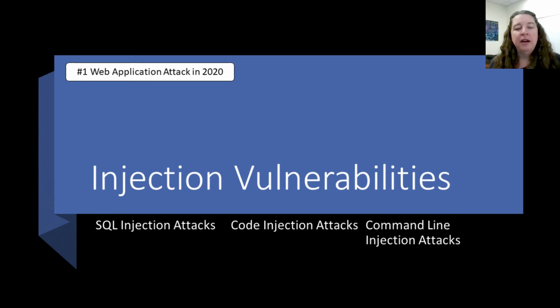Our next type of vulnerability is injections. Now, injection vulnerabilities used to be the most common web application attack in 2020, or actually for the last couple of years. It's been replaced with a couple of other things now, but it's still definitely in the top 5. Injection attacks can include SQL injections, code injections, and then command line injections, and we'll go through each one to describe what they are.